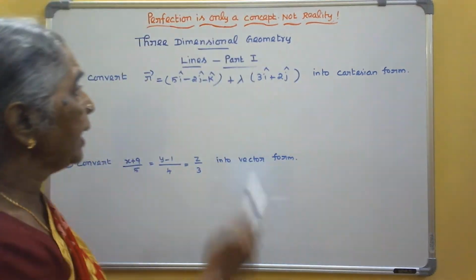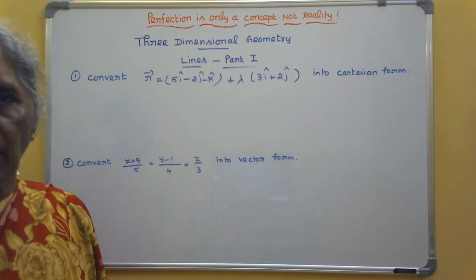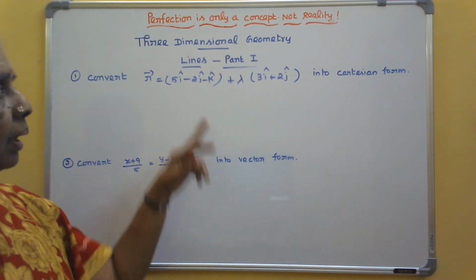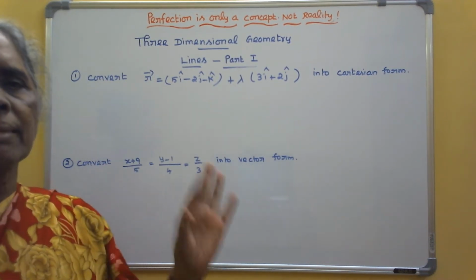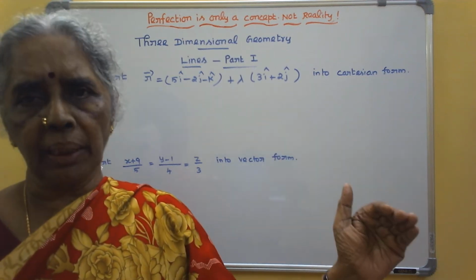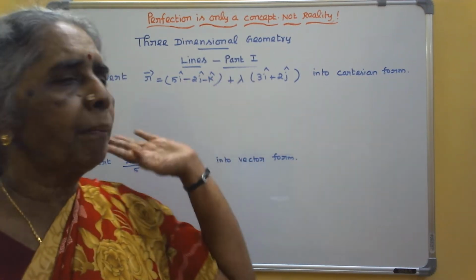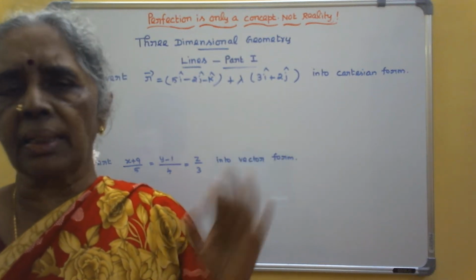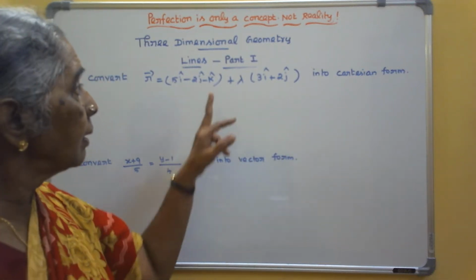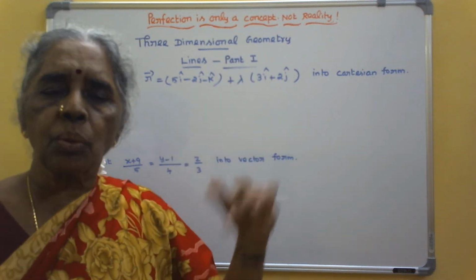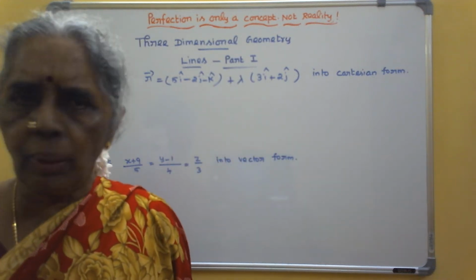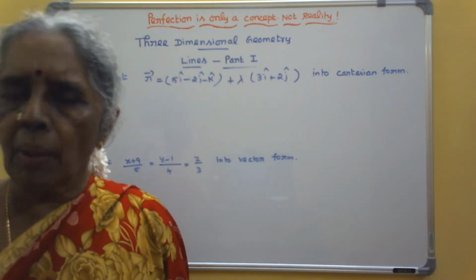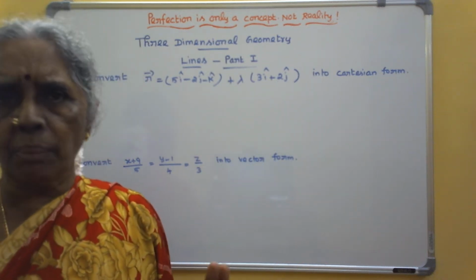So now I have given one vector equation of a line, that is r vector is equal to 5i cap minus 2j cap minus k cap plus lambda into (3i cap plus 2j cap). This I want to be converted into Cartesian form, right? Then don't expect always all the i, j, k, all the 3 should be there. No need. There can be just one i cap or j cap or k cap or 2 or all the 3. That doesn't matter. Okay.